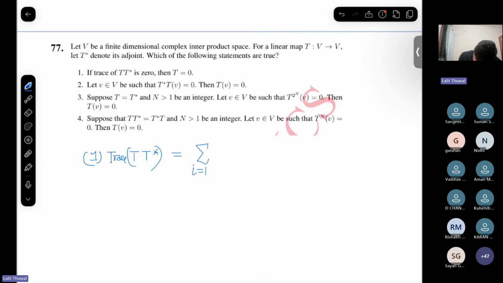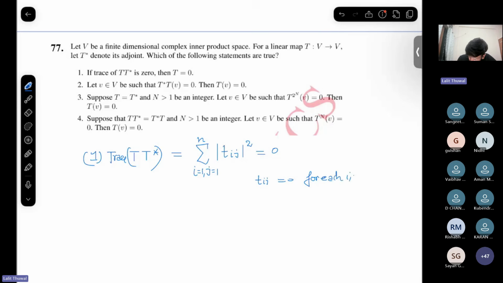The sum as i goes from 1 to N, and j from 1 to N, of the squared modulus of Tij, where Tij are the entries of T, right? You might have already done this, because these kinds of questions were asked in CSIR NET a very long ago, I think. But you might have seen this, right? So it is 0. It means that every entry of T is 0, for each ij.